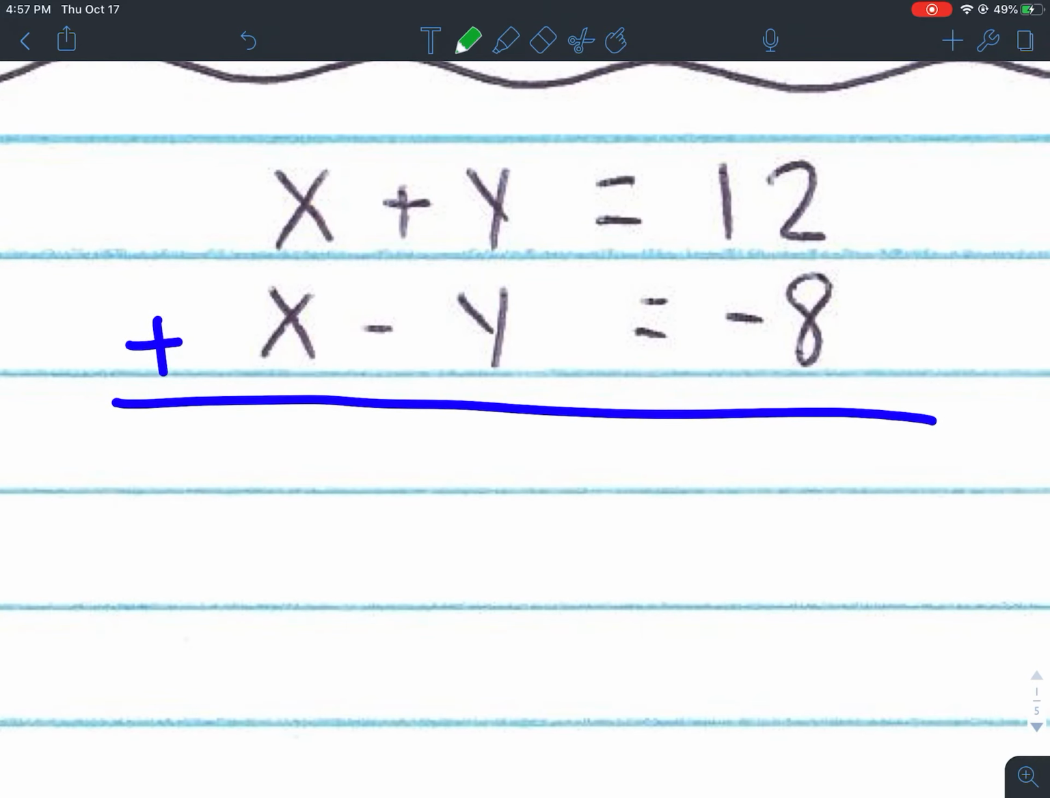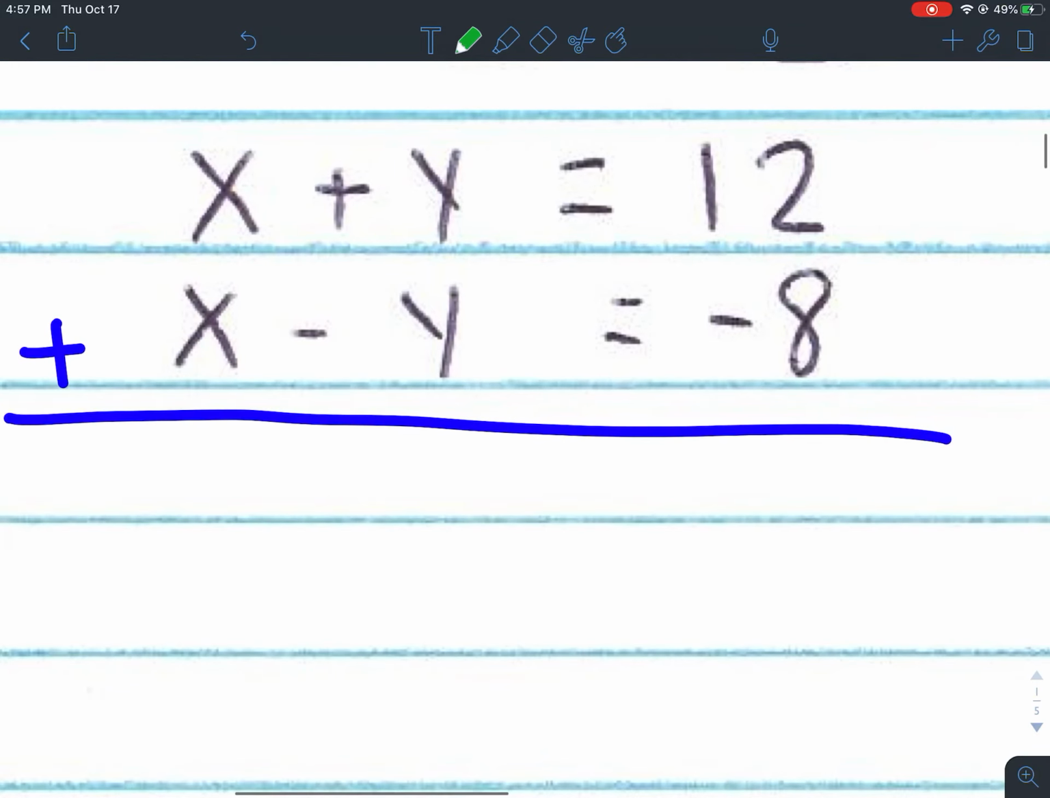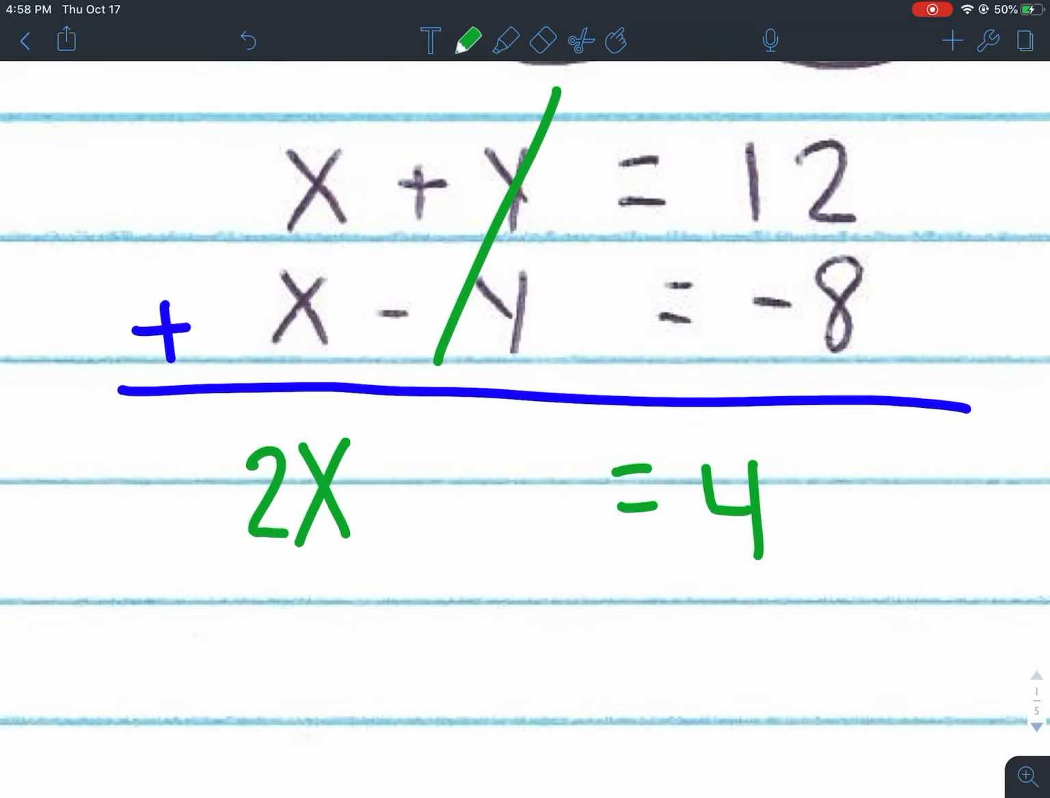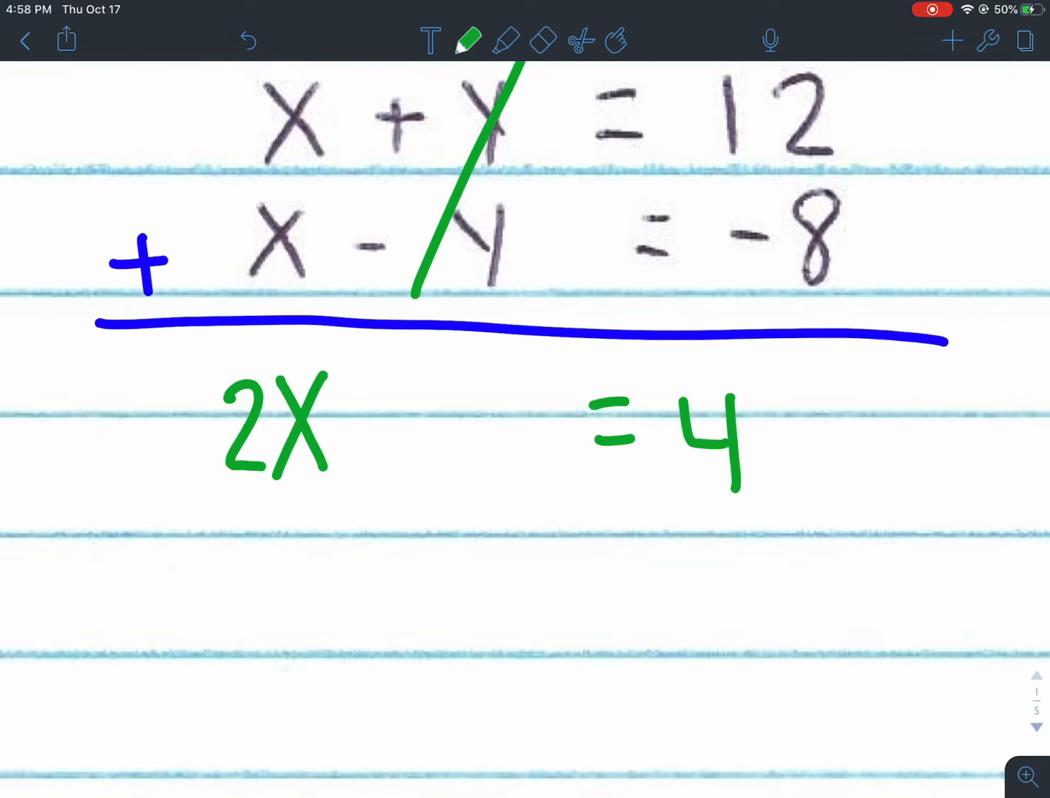So you're going to go ahead and go vertically, and you want to look at it. y minus y would give me 0, right? So let's go ahead and start. We have x plus x, so you're going vertically. x plus x gives me 2x, okay? And then I have y minus y, which gives me 0y. So these cancel, and they no longer exist. I have eliminated them. That's why it's called elimination. Equals 12 plus negative 8, which is going to give me positive 4.